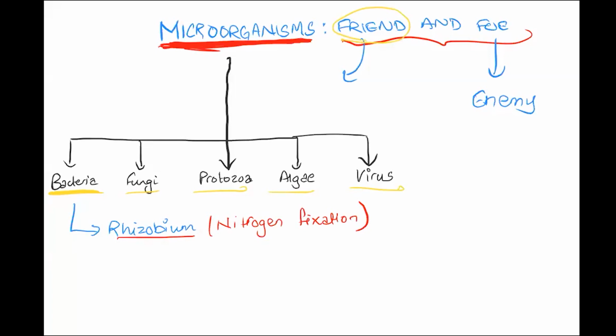And can you tell any foe, any enemy? Spiral bacteria and rod shape bacteria. What do they do? They are dangerous. Why are they dangerous? Because they will cause diseases. So there are many bacteria and many microorganisms which cause diseases. We'll be discussing all of these in detail in the next class. Don't worry.